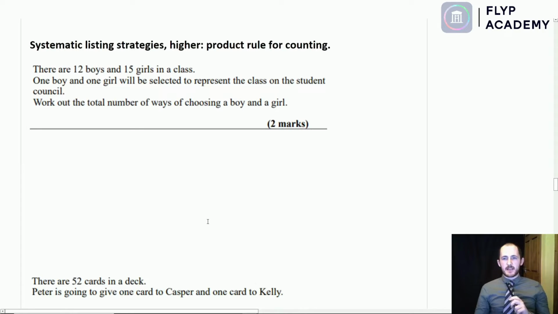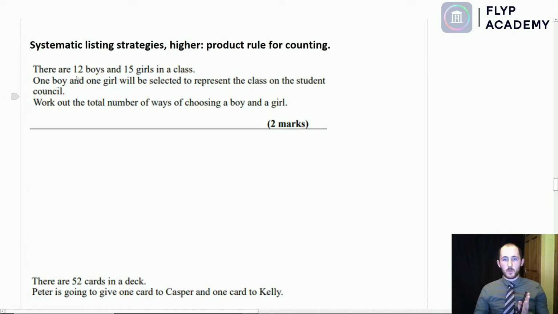Next thing is systematic listing strategies. And for the higher paper specifically, the product rule for counting. Everything up to now has been foundation and higher, because again, this is the core maths you should be able to do for everyone. Now, we also have the product rule. We'll get onto what that is in a second.